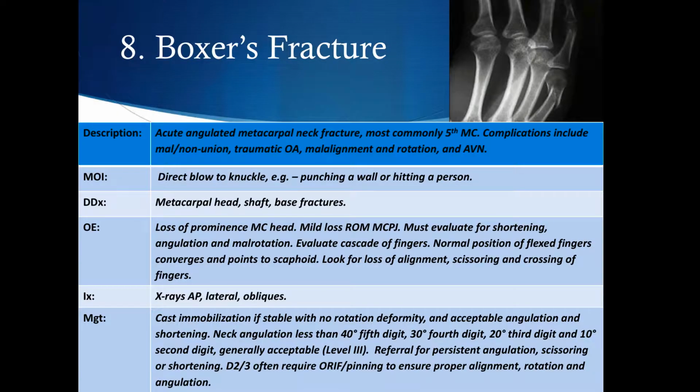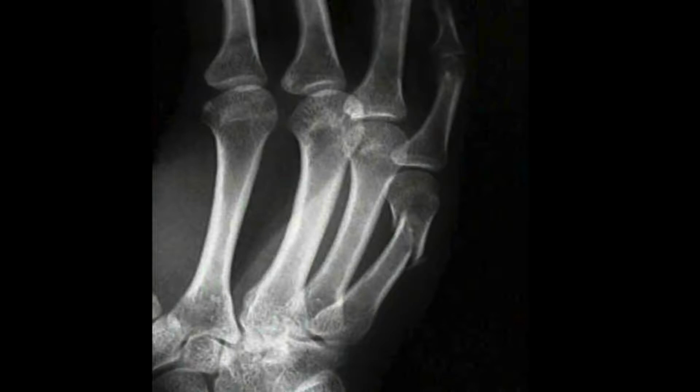Boxer's fracture is the next injury, and this is usually a result of an acute angulated metacarpal neck fracture, most commonly involving the fifth metacarpal. Complications can include mal and non-union of the fracture, traumatic osteoarthritis, malalignment and rotation, and avascular necrosis. The mechanism is a direct blow to a knuckle from punching a wall or hitting a person. Differential diagnosis would include other metacarpal fractures and MCPJ injuries.